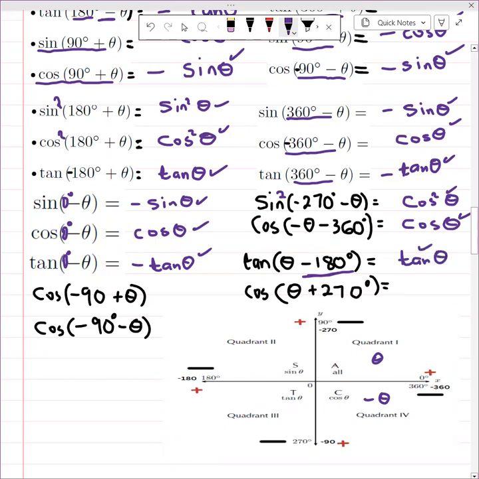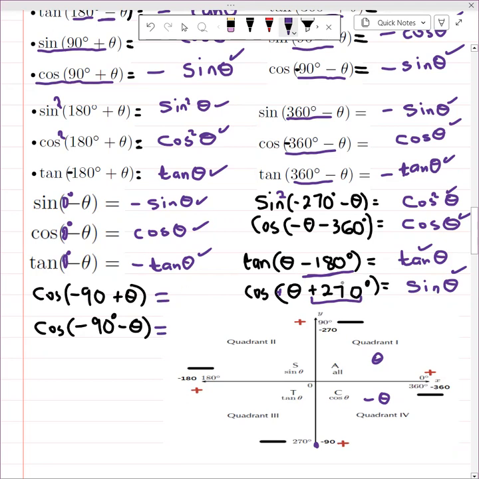Okay, now here you have positive 270 plus theta. Do you see it? So positive 270 is here, and then plus theta is there, right? So you are in the fourth quadrant. Cos is positive in the fourth quadrant, but cos changes to sine because of the 270, right? So you just have positive sine theta there. Perfect. And then let's check this one.